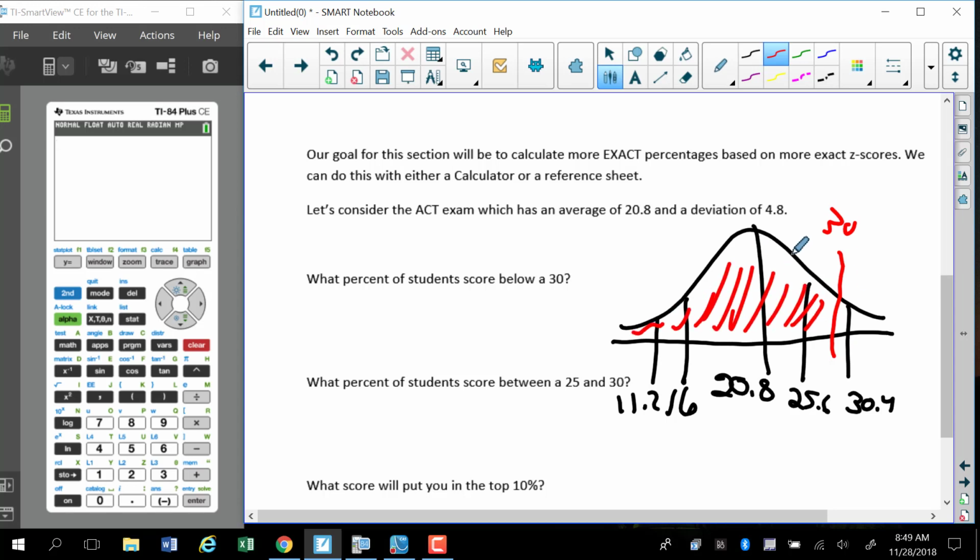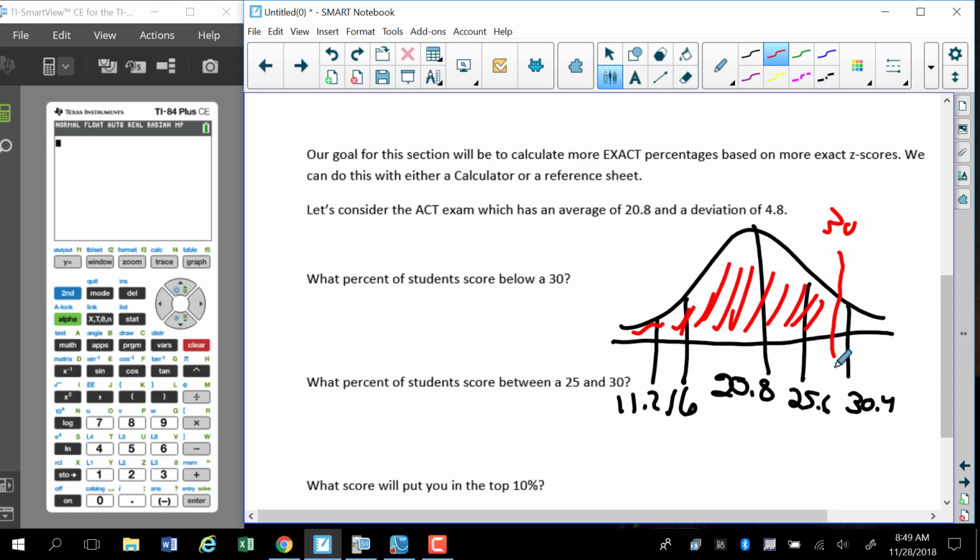If you look at this curve and think about it as one whole, or 100%, there's a lot of students that score below a 30 on the ACT exam. Most of them will. 90, 95, 98%, somewhere around there is really high. It's a good idea to always sketch this curve first so you get an idea of what your value should be before you go and do the problem. So what percent of students score below 30?